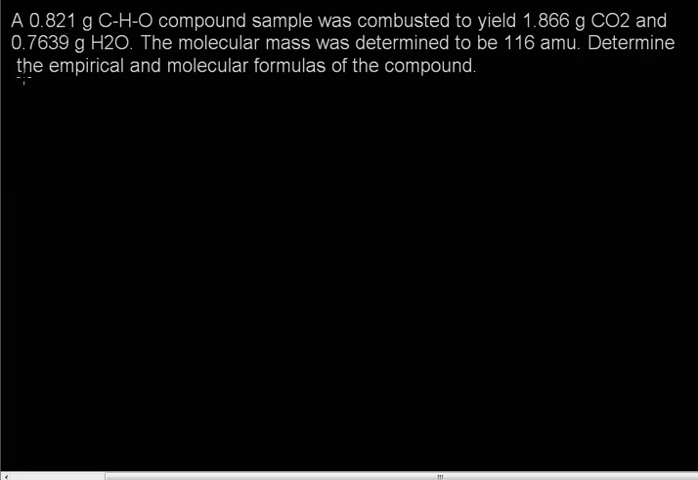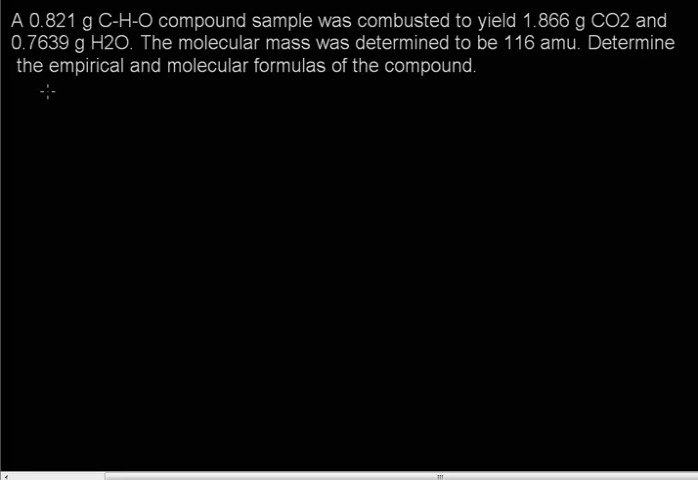Hello again. In the previous example, we looked at how to determine empirical and molecular formulas from mass percentages. But this is slightly more challenging. Here you don't have the actual masses of the elements given to you, but you have some combustion data, the mass of carbon dioxide and water given off when a sample of a compound is combusted. So we have to use this combustion data to determine the empirical and molecular formula.